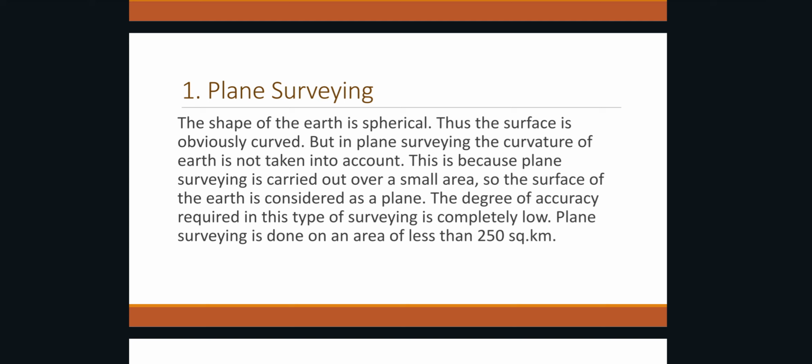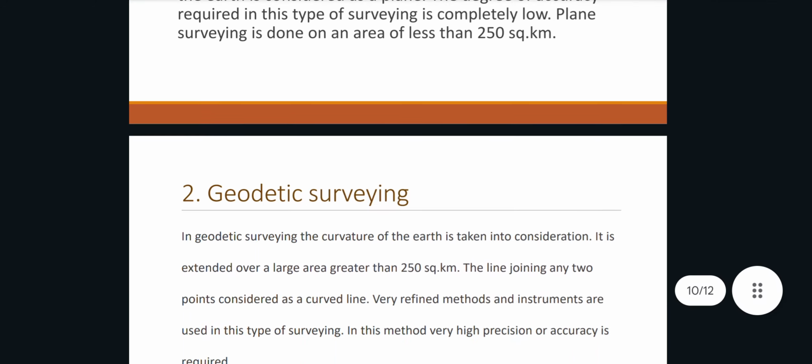This work is generally carried out for a small area and the degree of accuracy is low because we are doing a small piece of surveying work and using instruments that are less precise in comparison to geodetic surveying. Plain surveying is generally done for an area less than 250 square kilometers.